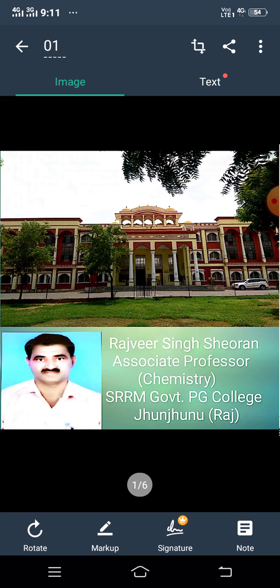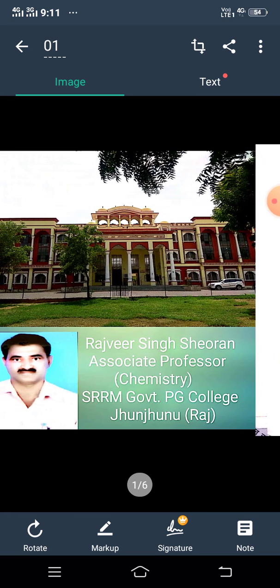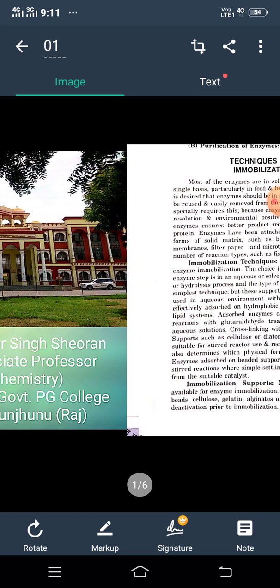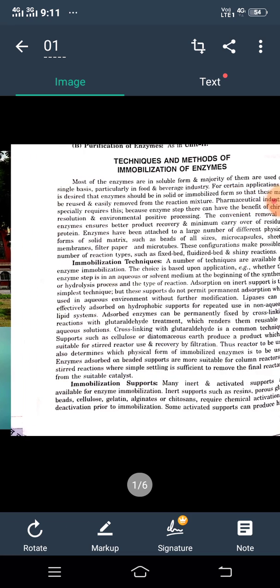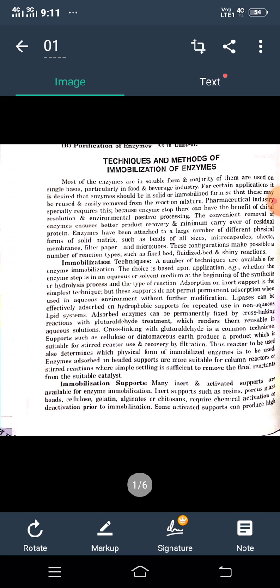अपन एंजाइम्स एक्शन, एंजाइम वाली यूनिट अपन ने स्टार्ट कर रखी थी। उसी वीडियो लेक्चर के अंदर आज जो है अपन स्टार्ट करेंगे टेक्निक एंड मेथड्स ऑफ इमोबिलाइजेशन ऑफ एंजाइम्स। So most of the enzymes are in insoluble form and the majority of them are used on a single-use basis, particularly in food and beverage industries.